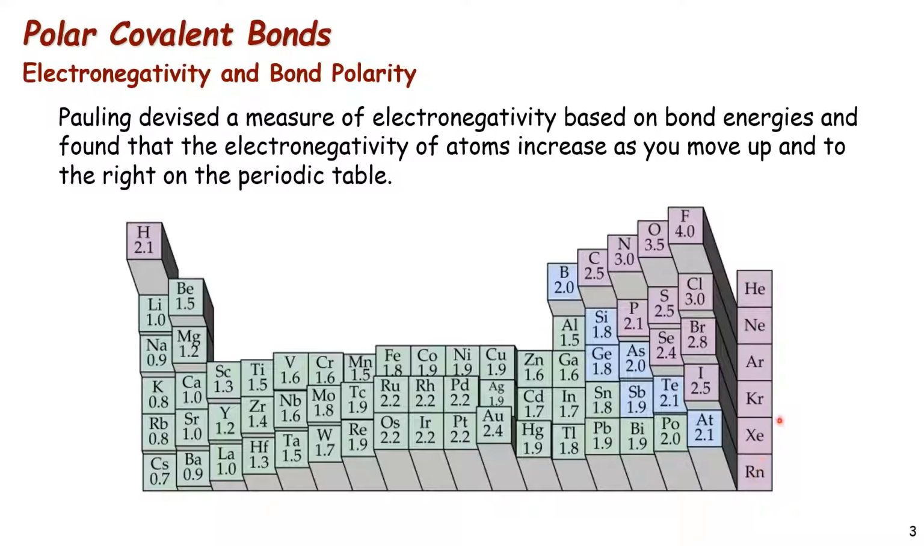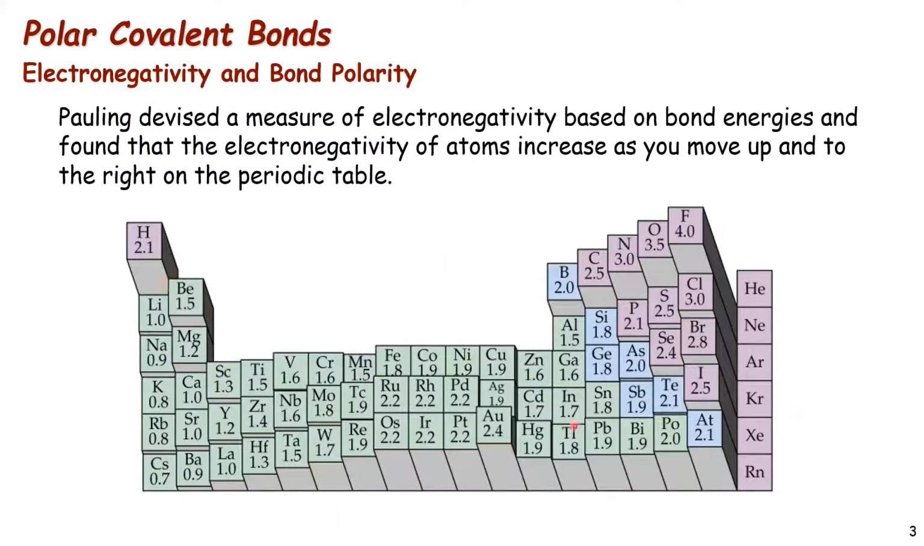So again, if one of these noble gases happens to be part of a compound, it's going to be the least electronegative of all the elements within that compound. And so basically, you can see that the electronegativity decreases as we go down a group. And it also decreases as we go from right to left across the period.